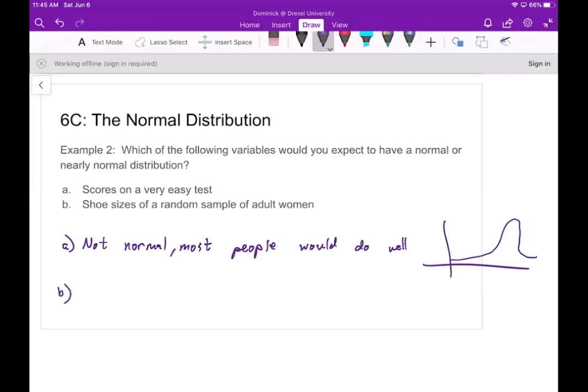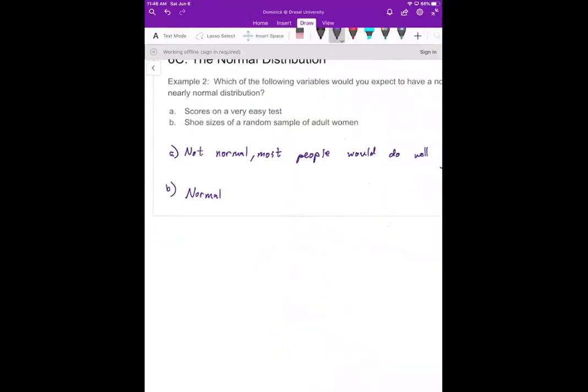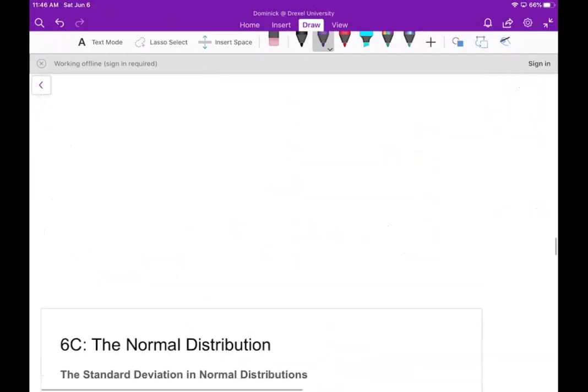Now, for part B, shoe sizes of a random sample of adult women, this probably would be normal, because you'd expect that most people would be around the mean and median and mode of the distribution, and then as you get further from that average, it becomes less and less common.